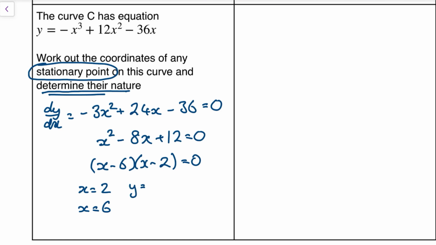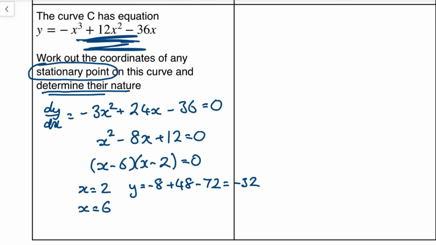So let's do that here. So therefore, y, if x equals 2, is, well, 2 cubed is 8, so it's minus 8. 2 squared is 4. Just to be clear, I'm putting it back into this equation here. So 2 squared is 4 times 12 is plus 48. And minus 36 times 2 is minus 72. And all that gives me, a calculator out so I don't mess this up, is minus 8 plus 48 minus 72 is minus 32. Whew. Okay, not easy numbers. Right, now I'm going to put the x equals 6 into this equation again.